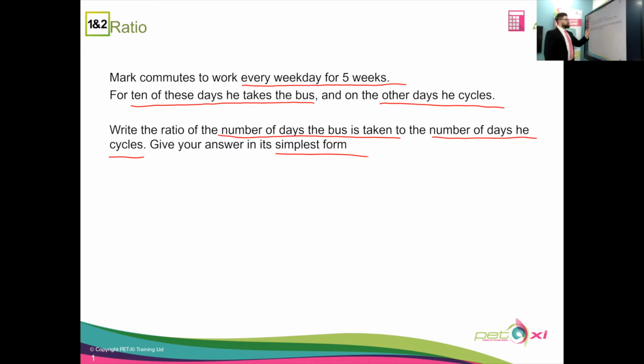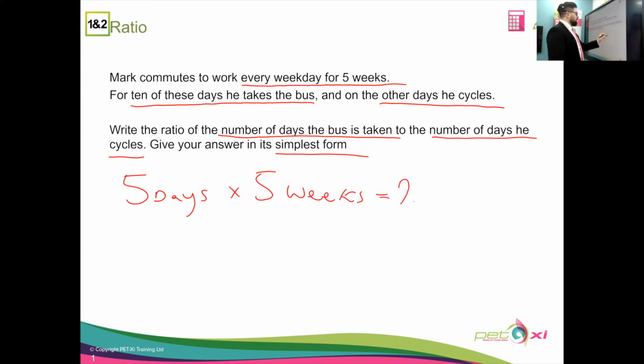we're looking for. So every weekday for 5 weeks. So in a week, there are 5 weekdays. So we can write down 5 days. And we're doing this over a period of 5 weeks. So we take our 5 days and we multiply that by the 5 weeks. This gives us a total of 25 days.